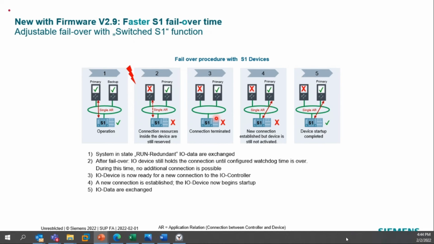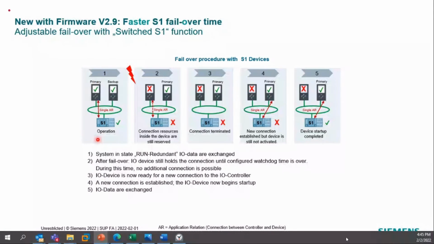Then another thing: now with version 17 and firmware version 2.9, the switchover function of S1 devices has improved. So failure time is now improved with S1 devices, and this is how it happens. In the first system, you can see the system is in the state of run redundant, so the whole system is running healthy, and the S1 device is connected to the single application relation.